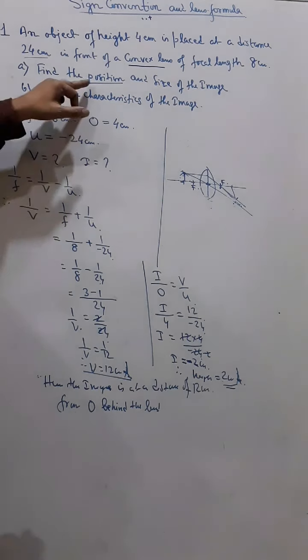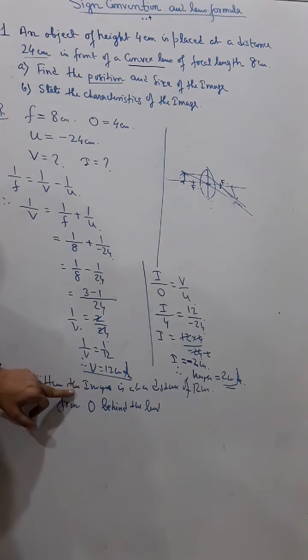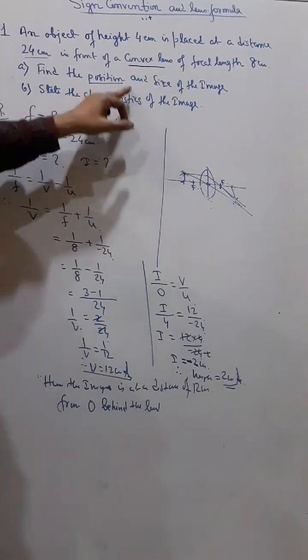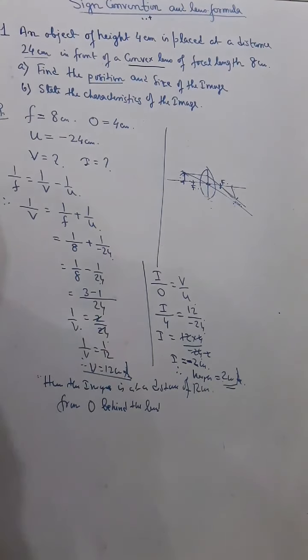Understand? So first we got the position. Position is 12 centimeter behind the lens. Size of the image is 2 centimeter. Now the characteristics. Now the characteristics, from here you can understand.